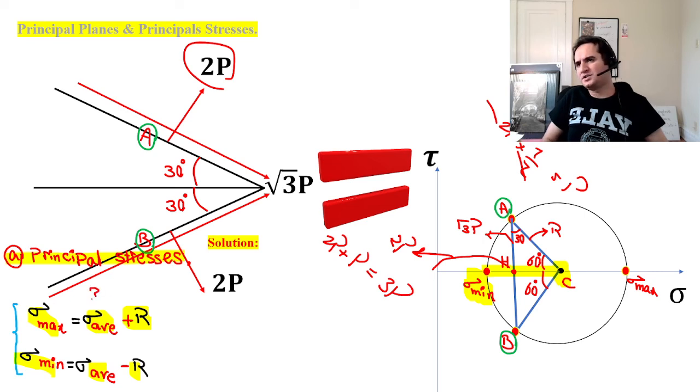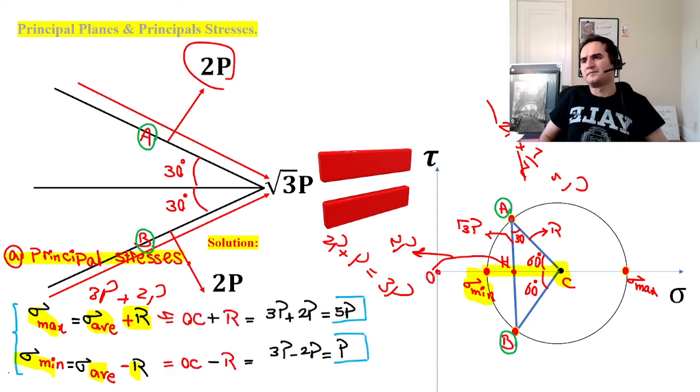So sigma average is 3p, plus R, which is 2p, gives us 5p for sigma max. And 3p minus R, which is 2p, gives us p for sigma minimum. So you can see how easily you can solve different configurations of stress transformation for any kind of shape and form by Mohr circle. Thank you.